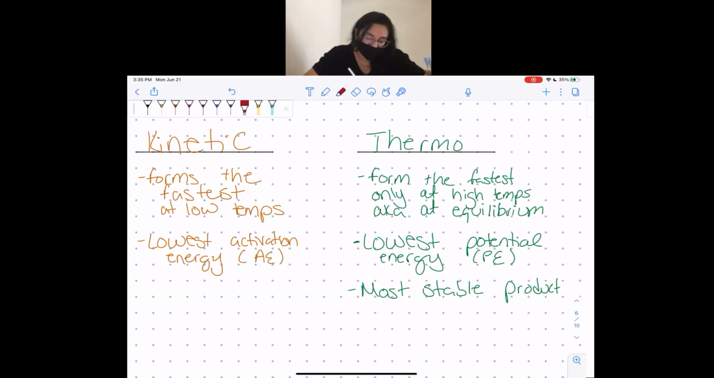And something I want to make sure you guys know is we're always going to talk in terms of lowest. A lot of people will start saying, okay, then thermodynamic has the highest activation energy and kinetic has the highest potential energy. No, we don't think about it like that. The thermodynamic and the kinetic product can be the same sometimes, right? So we only think in terms of lowest and lowest. Any questions on just this conceptual definition that I gave you? Questions, comments, concerns? Any such thing?